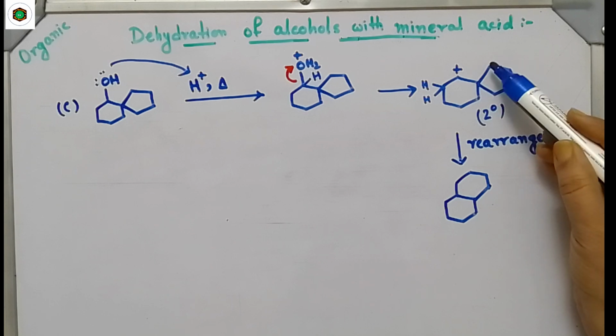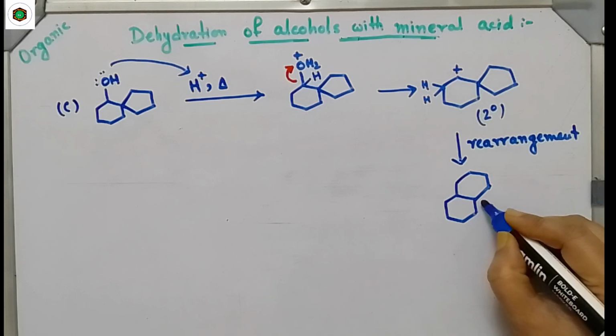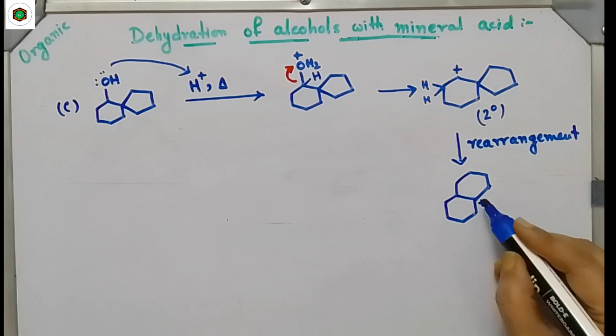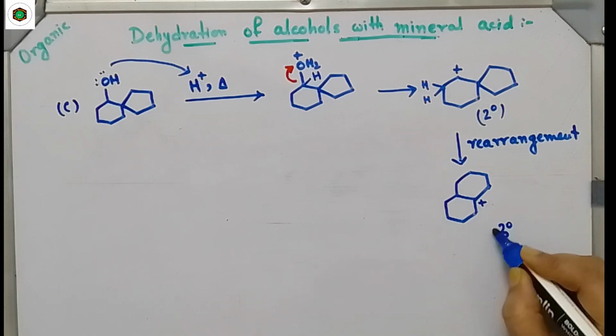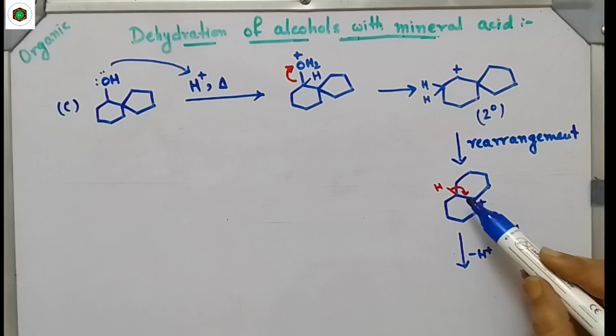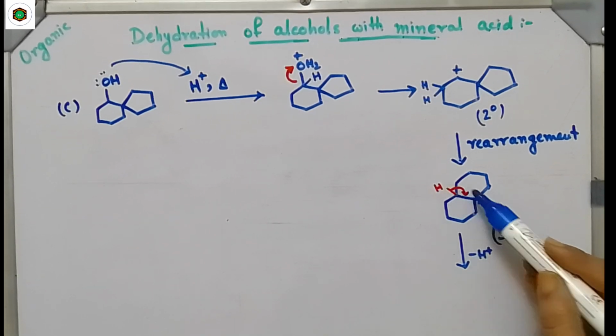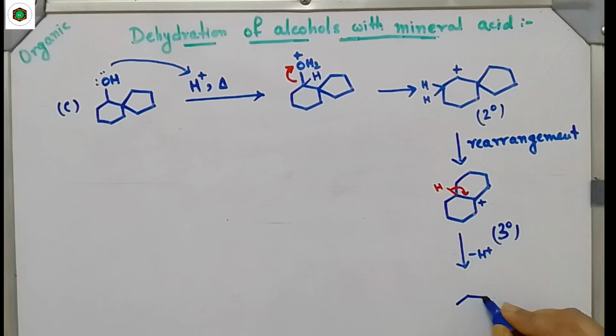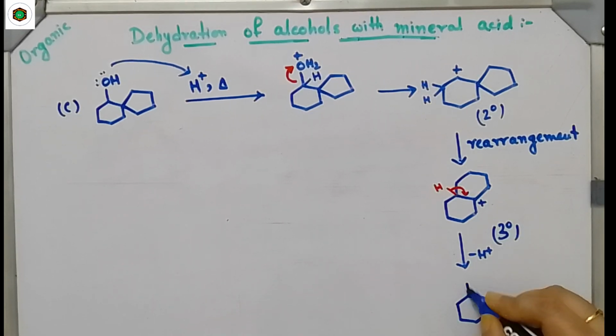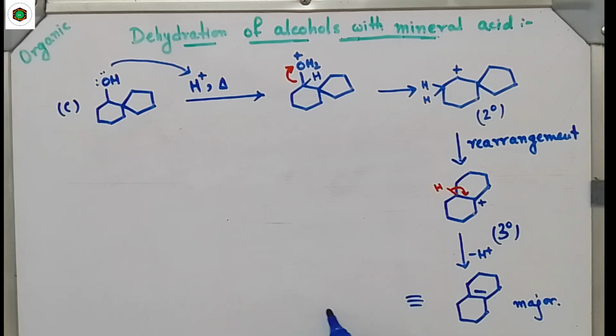Since we are taking out this bond from here to here, here we are getting one positive charge. So now see, this carbocation is tertiary. So we are getting this more stable carbocation. Then from the adjacent carbon atom, H plus will go and we will get this alkene as the major product, because this is tetra substituted. This is the major product.